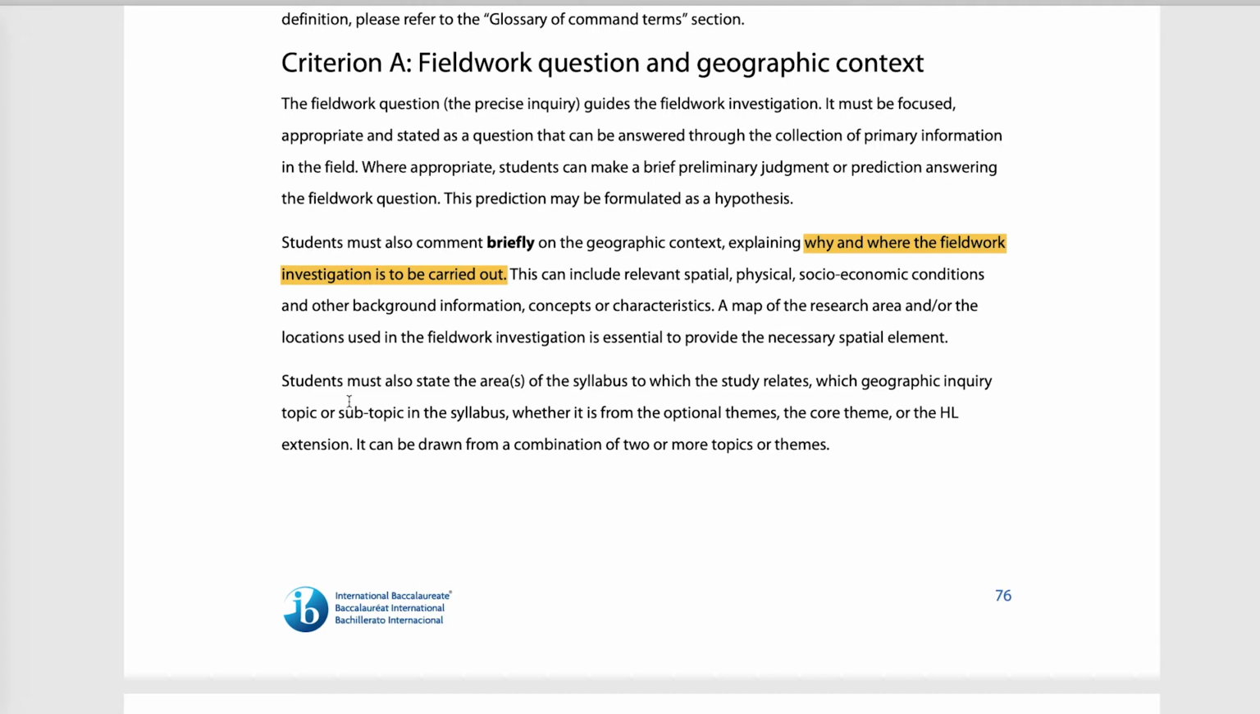Students must also comment briefly on the geographic context, explaining why and where the fieldwork investigation is to be carried out. So you'll see a recurring theme throughout the Geo Guide, and essentially it's saying you have to justify every single thing you do. Whether you're saying, okay, this is the hypothesis, why did you pick this hypothesis? Okay, this is why we had decided to collect the data. Why did you do this? This is how we decided to collect it. Why did you use that? Why did you use systematic sampling?